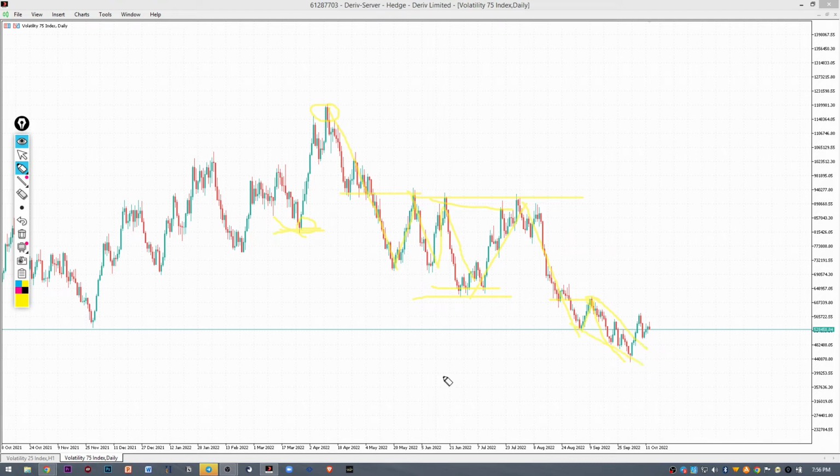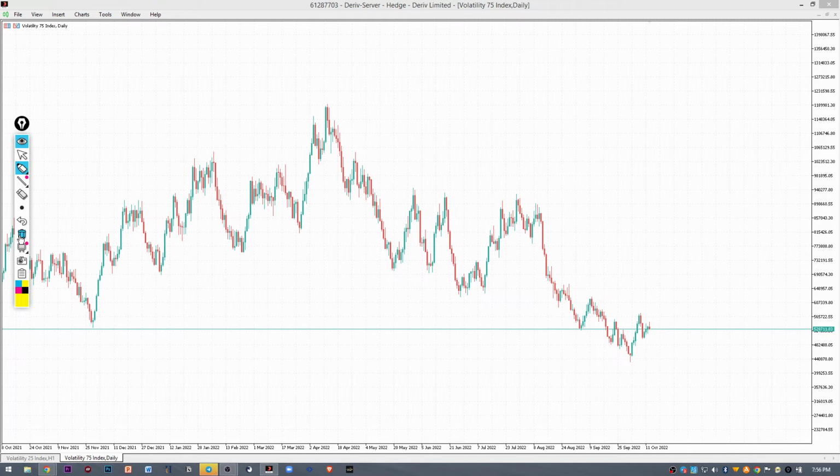minor structures of lower highs on my 4 hour time frame. So what we can see now is that this is our overall lower high and this is our overall lower low, and this is our previous major structure that we will most likely keep an eye on.